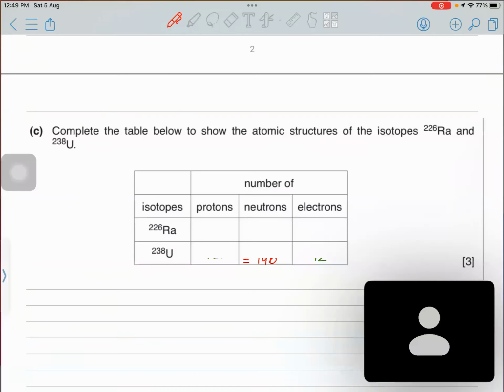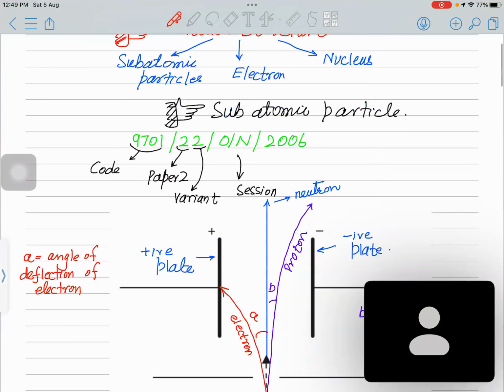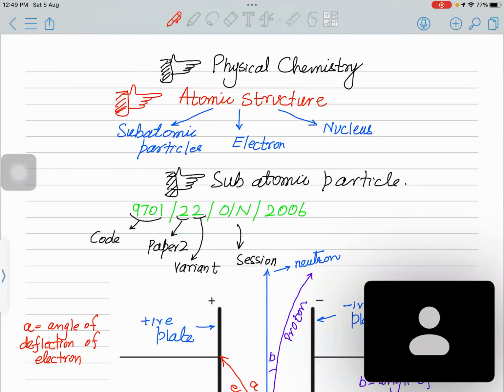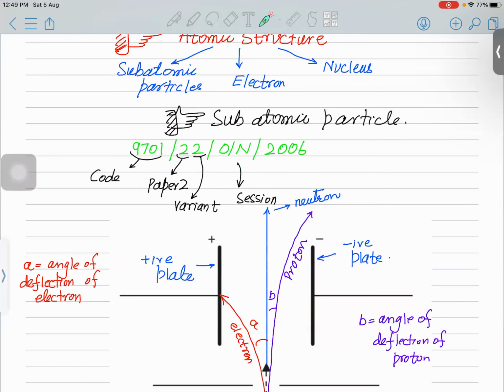Okay, so look at chapter number 1. We have started chapter number 1, physical chemistry, right? Initially I told you about the syllabus. We have 3 subtopics, right? Subatomic particles, electron and nucleus. And then we started subatomic particle, right?